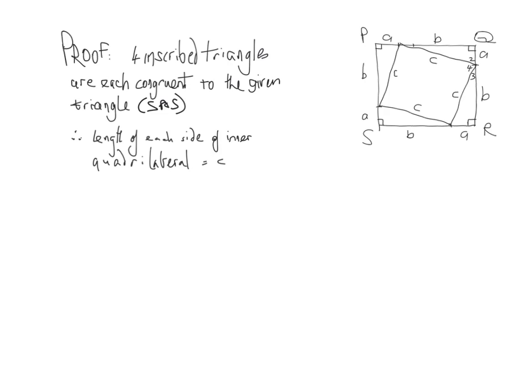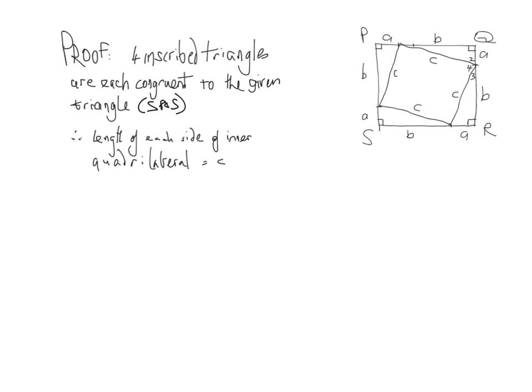So remember, to prove that things are congruent, you need to prove that only three things are equal. It could be side, side, side, or side, side, angle, or right angle, hypotenuse, side. We use, in this case, side, angle, side.